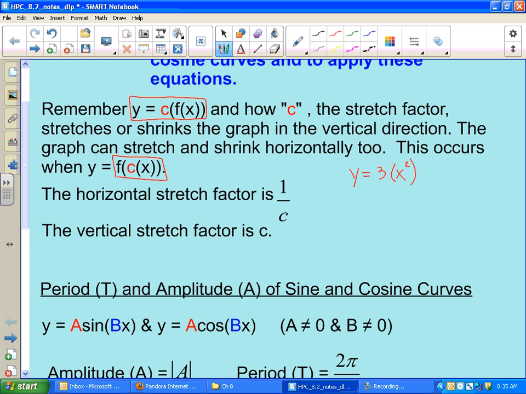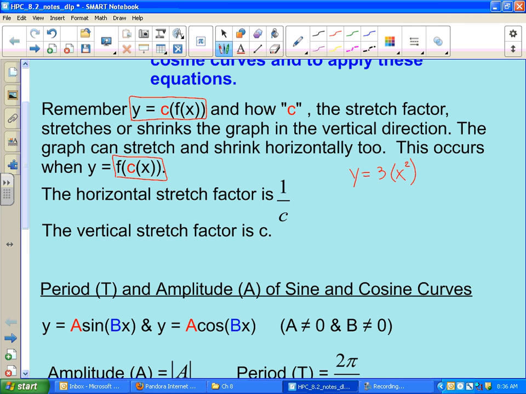That's a vertical change. Now, we did a lot with vertical change. We didn't do a lot, though, with this situation where I have the C on the inside. So for the vertical change, the 3 out in front vertically stretches the graph. It's 3 times as big vertically. And it's actually going to be different with horizontal.